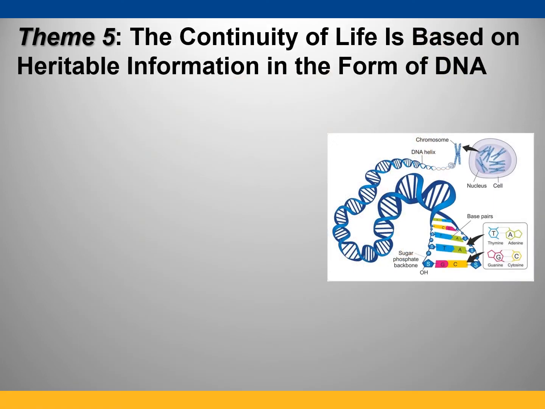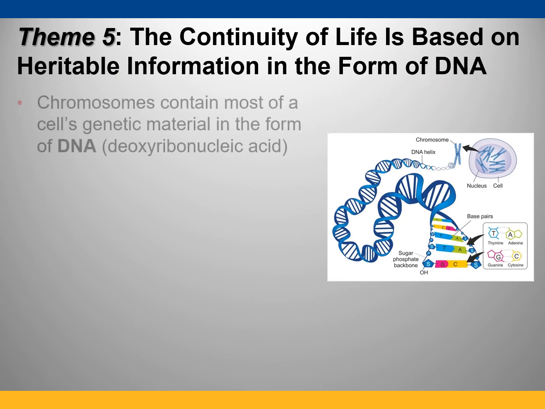Our final theme, theme 5, is a close relative of theme 4. If we said that we have to have DNA in the cells, well, what is the function of DNA? It is the way we transmit and store what we call heritable information. That is to say, an organism's characteristics are often inherited from that organism's parents, the genetic ancestors. And that's in the form of DNA, deoxyribonucleic acid, the double helix, if you will.